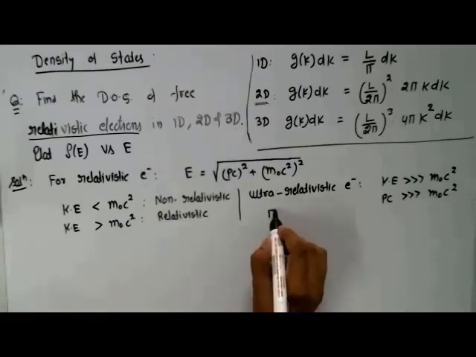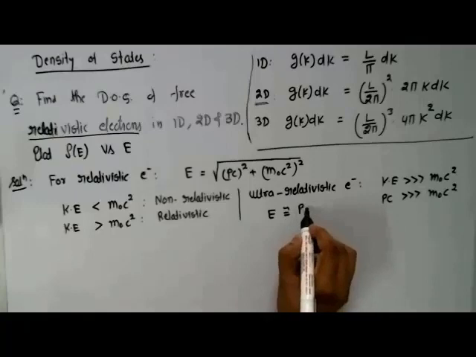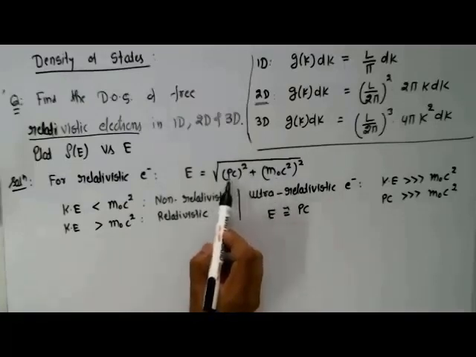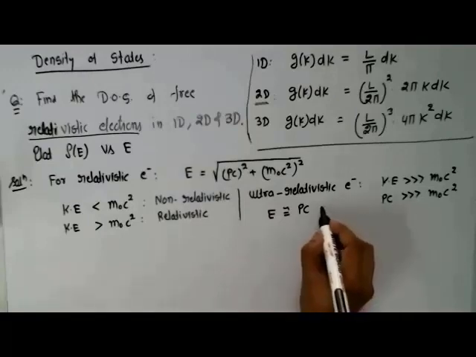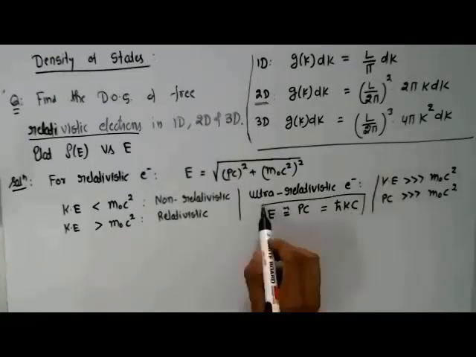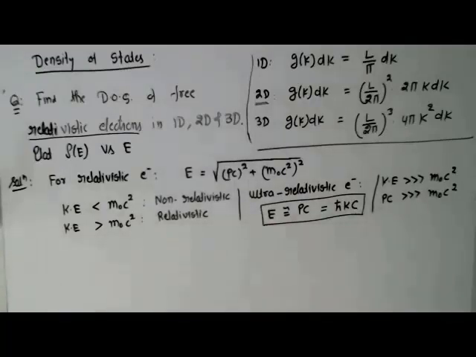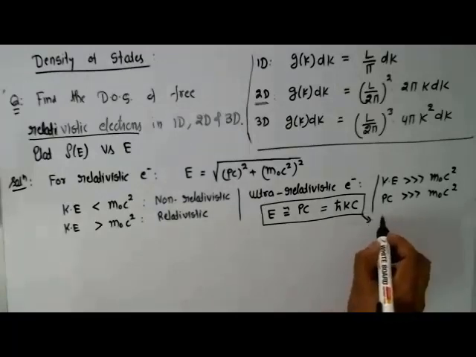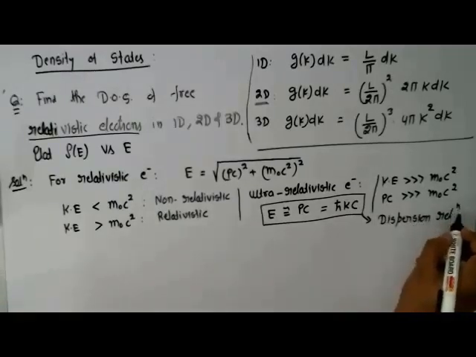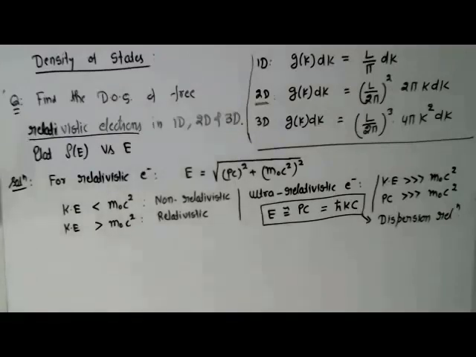So in this condition, then this E I can simply write like a pc. You can see now I can ignore the rest mass in comparison to the pc term. And this p is nothing but h cross k. So this equation becomes h cross k times c. So you see that you got a very simple expression, a very simple dispersion relation for the relativistic electron. So this is the dispersion relation. So whenever you have been asked to find the density of state of a relativistic electron, then you have to always use this expression, this dispersion relation, E equal to h cross k c.